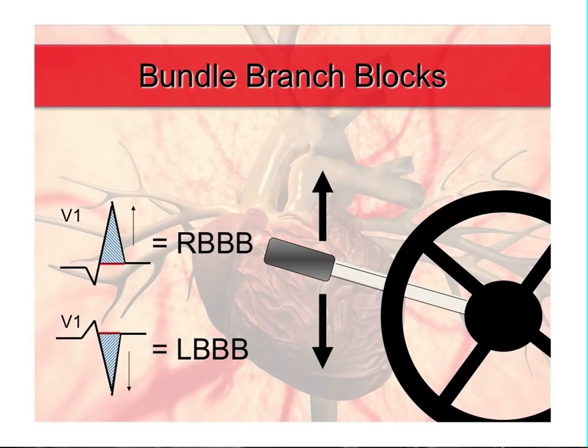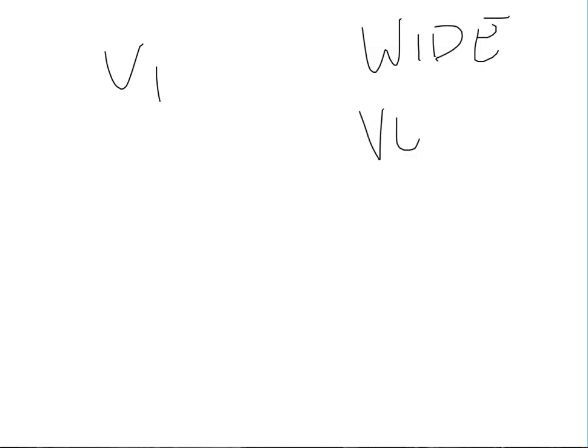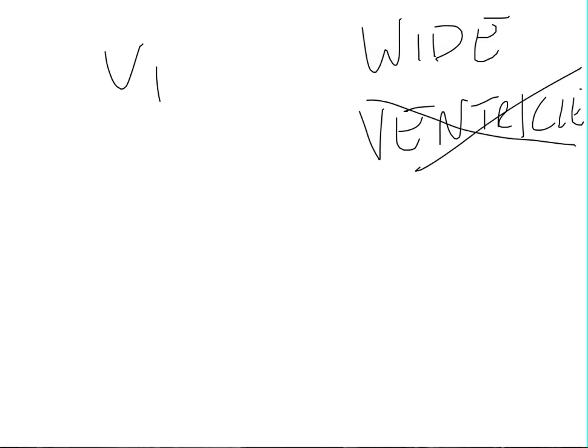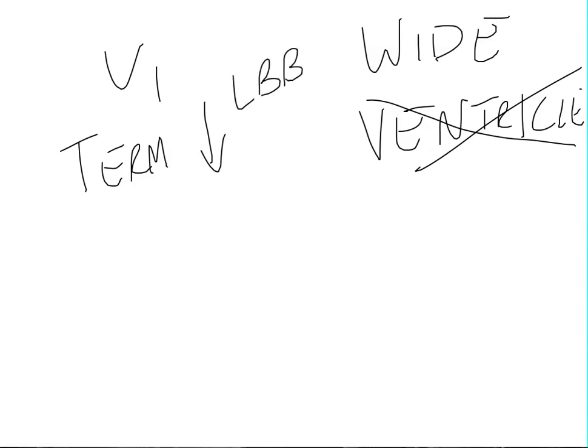So that's how you identify a bundle branch block. You look at V1 after you've identified that it's wide and it's not ventricular. It's not from the ventricle, okay? But it's wide and it's supraventricular. You look at V1. If the last wave in V1, the terminal wave, is down, it's a left bundle branch block, because if you push down on your turn signal, you're turning to the left. If it's up, it's a right bundle branch block.